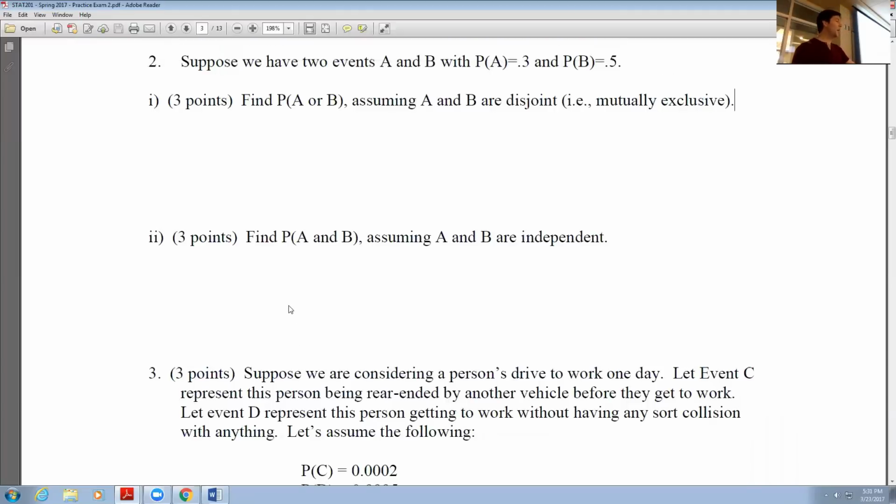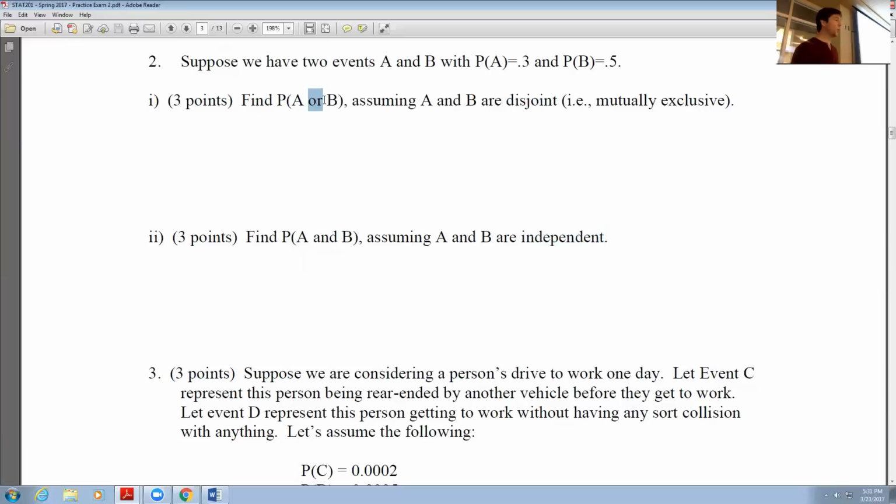Find the probability of A and B, assuming they are independent. Now, here's a trick. There's so many tricks we can play on you guys, and I try to expand upon these things because this is just one practice test. If we are to multiply, and this is a key thing, this is the multiplication rule, and they must be independent. The word or relates to addition and relates to disjoint. The word and relates to multiplication and relates to independence. You must have independence.